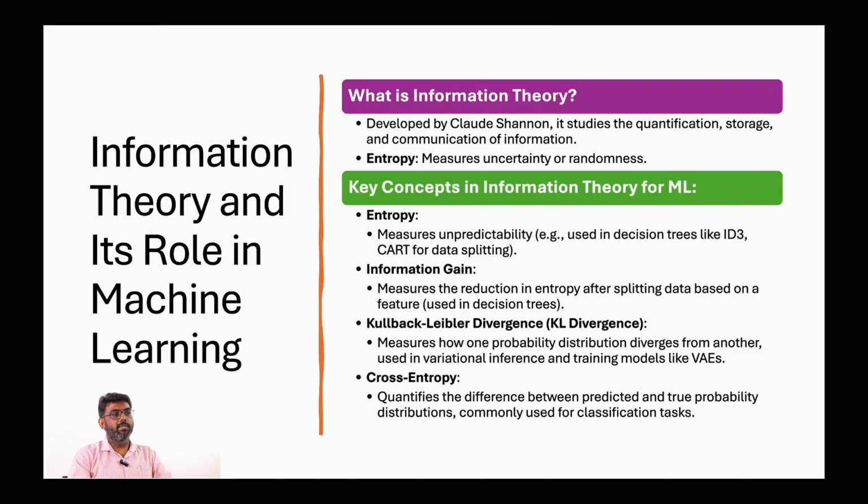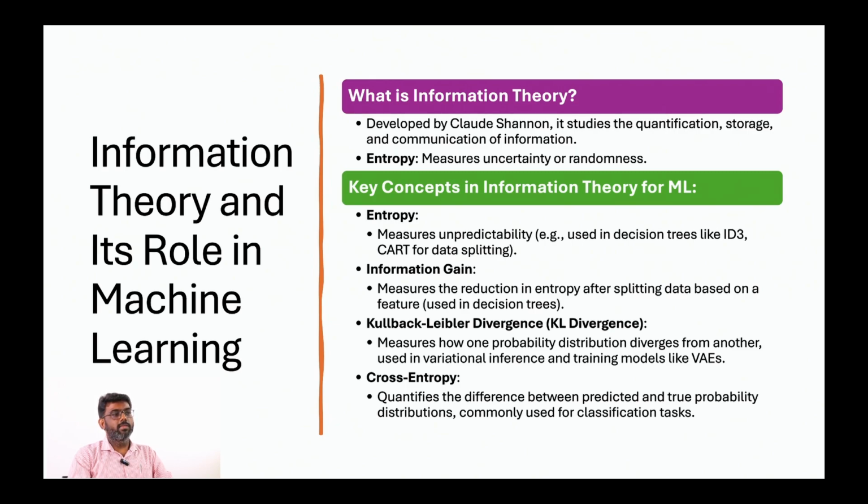Kullback-Leibler divergence, in short we call KL divergence. Another important concept in information theory is KL divergence, which measures how one probability distribution diverges from a second expected probability distribution. It's used in machine learning for tasks like variational inference and in training models like variational autoencoders.